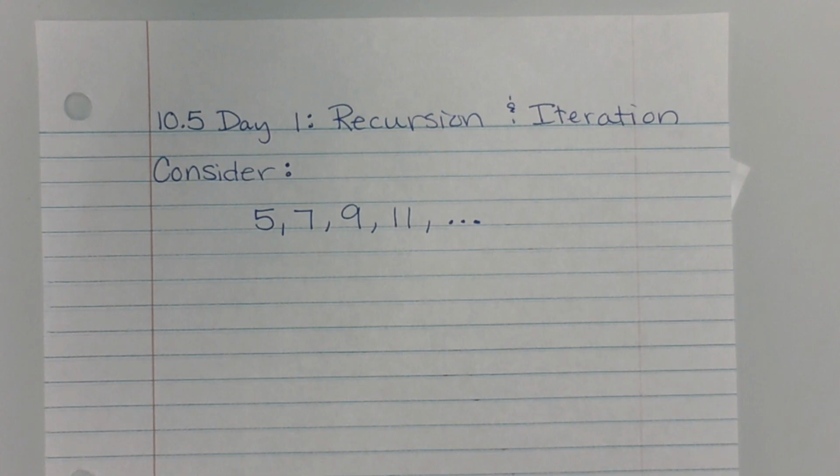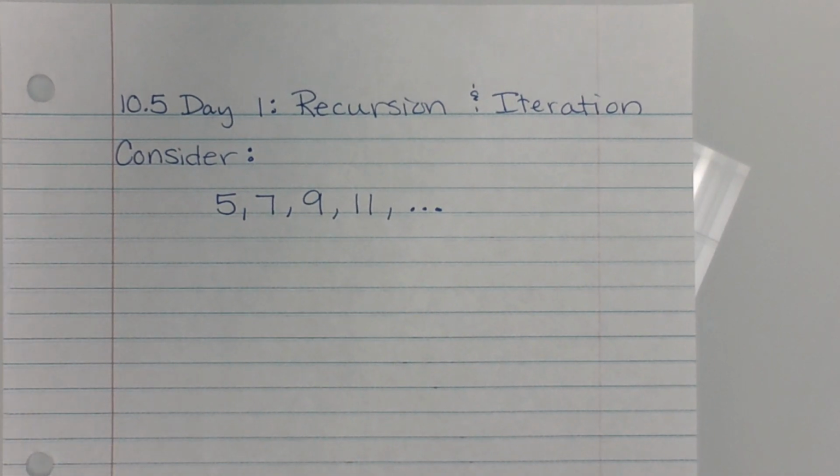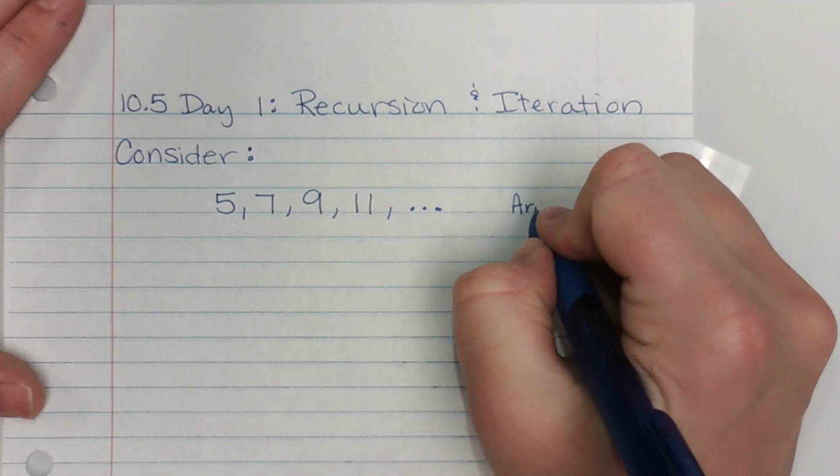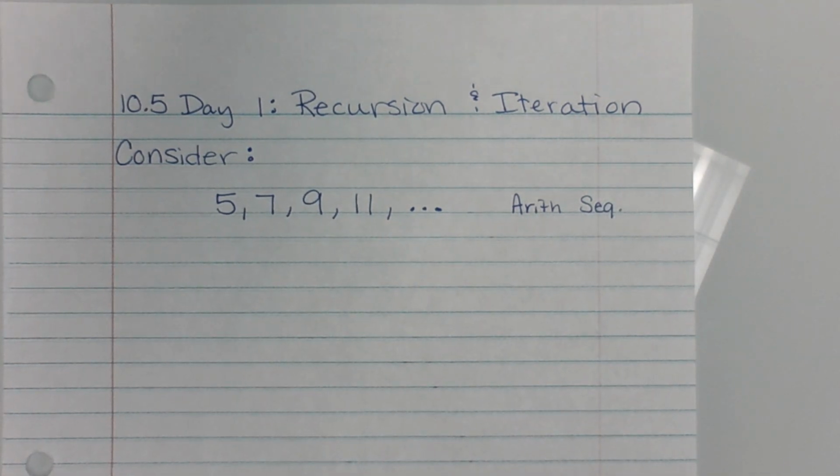This is something we've seen before. We've seen this exact one before. It showed up in a warm-up earlier in the chapter. What is this thing? Arithmetic what? Sequence. What do we know about this arithmetic sequence?